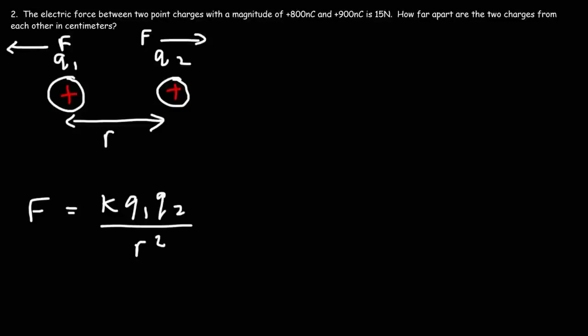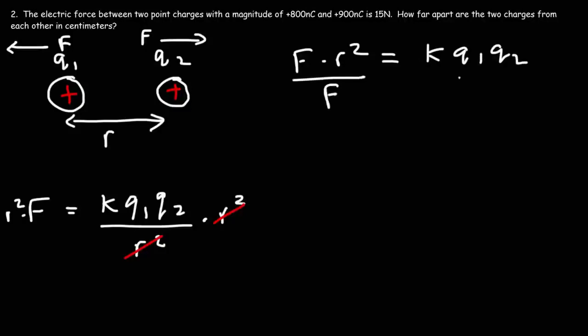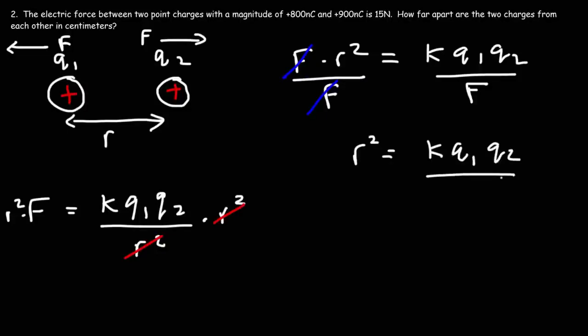So what we're going to do is isolate R in this equation. To do that, let's multiply both sides by R squared first. So these will cancel, and we're going to get F times R squared is equal to K Q1 Q2. Now let's divide both sides by F. So this will give us R squared is equal to K Q1 Q2 over F. Now to get R by itself, we need to take the square root of both sides.